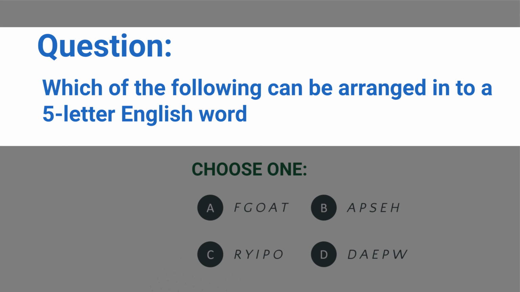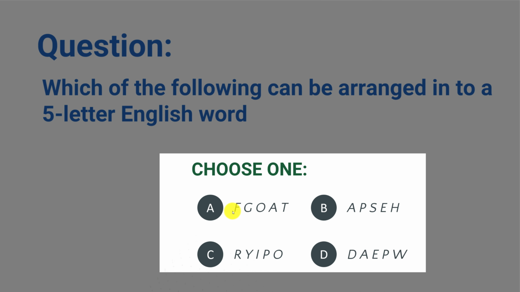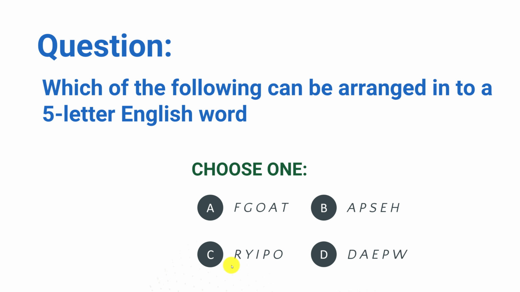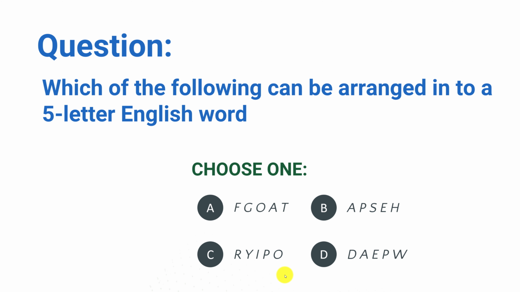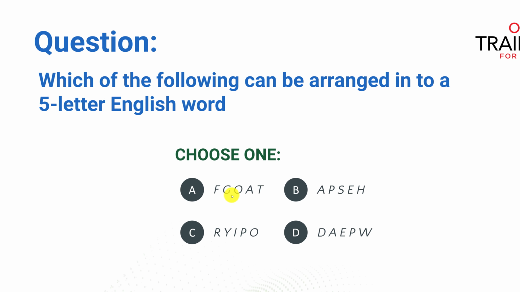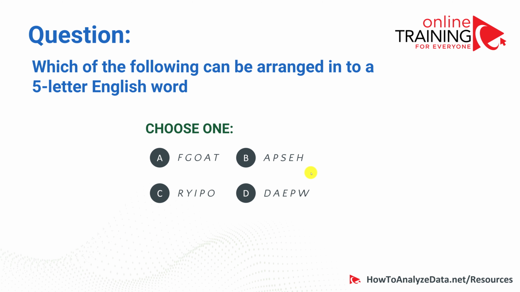So the question: which of the following can be arranged into a 5-letter English word? There are 4 choices with 5 letters each, and you would need to look at each choice and take a guess which one leads to a specific English word. Obviously nobody gives you the English word, so you have to take a guess and combine these letters so they form a specific English word. So which one do you think is the right choice?